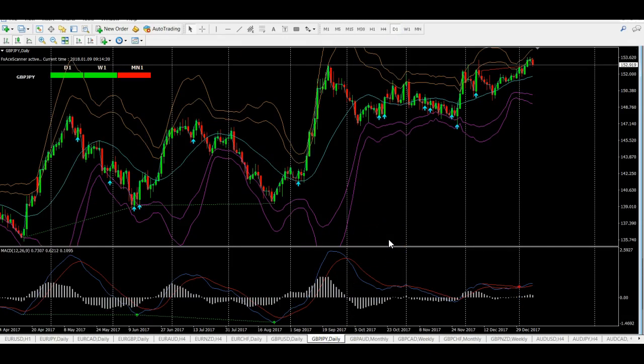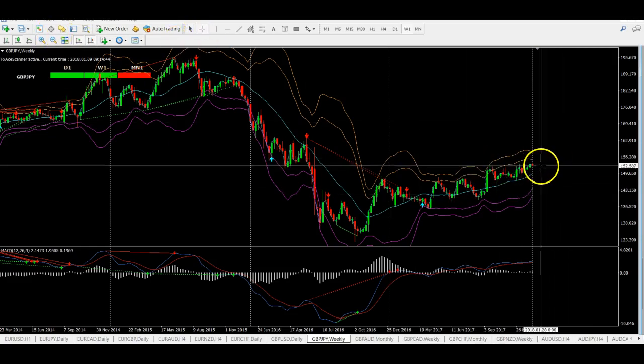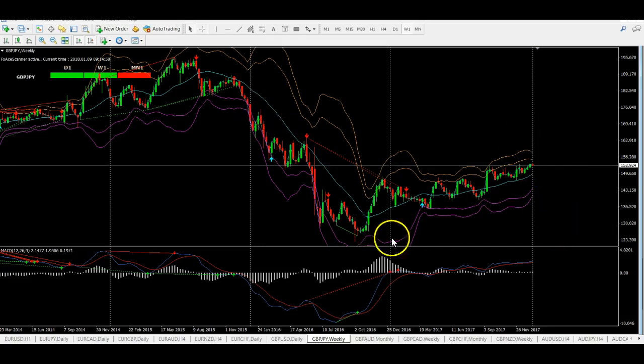Similar story with the British pound Japanese yen. 153 still holding. It is edging higher here. This often drastically happens with the Brexit, and sparks a rally up. We could be going down here with this bearish flag formation here if you zoom out in the weekly.